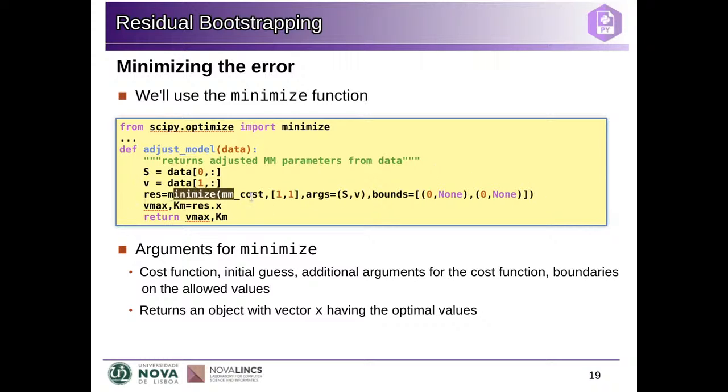Now this minimize function will return a result object that includes information on what the remaining error is after minimization, how many iterations it did, and so on. But there is this X field that contains the best values for the parameters. So basically we are going to unpack that into Vmax and Km, and we get the best parameters for fitting our model to the data.